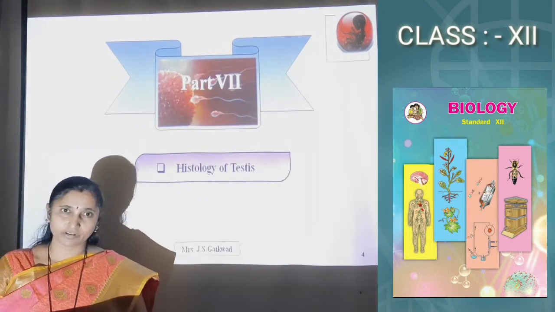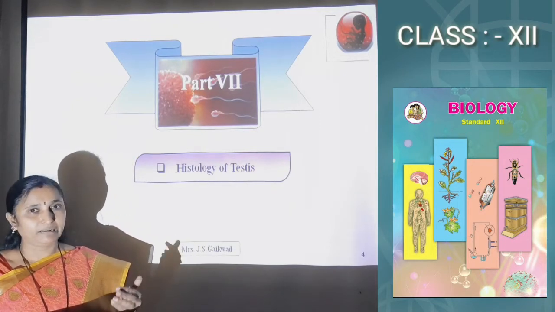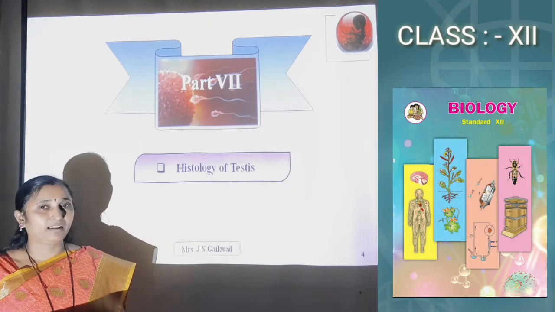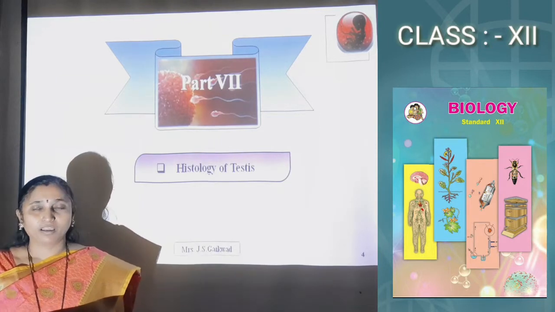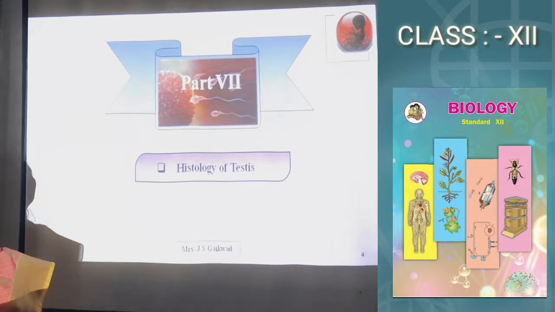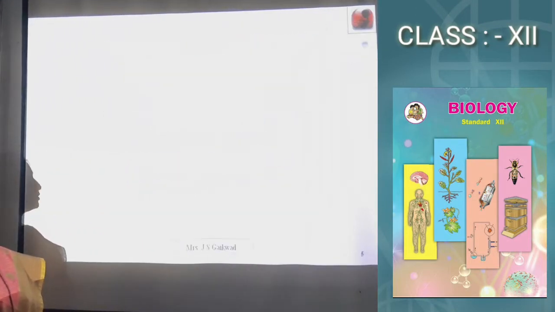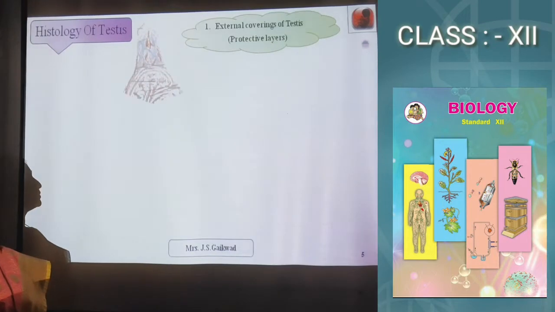What is the meaning of histology? Histology means internal structure, study of the tissues. We all know that in animals there are 4 types of tissue: epithelial tissue, connective tissue, muscular tissue, and nervous tissue. Now come to the point, histology of tissue.